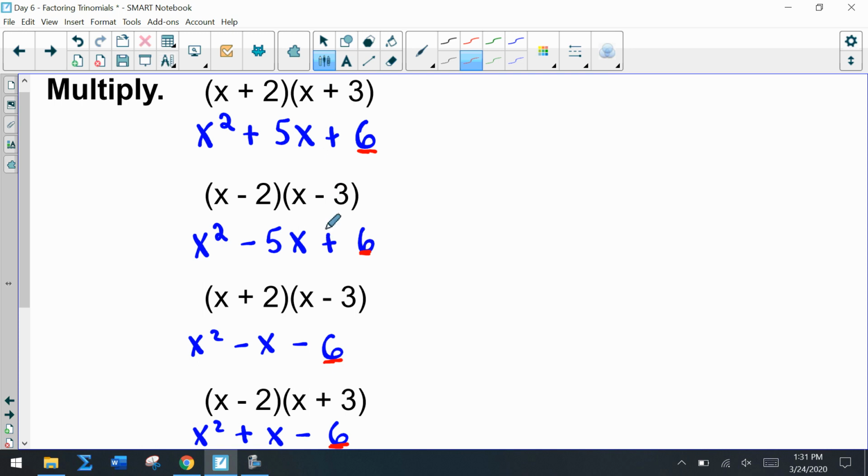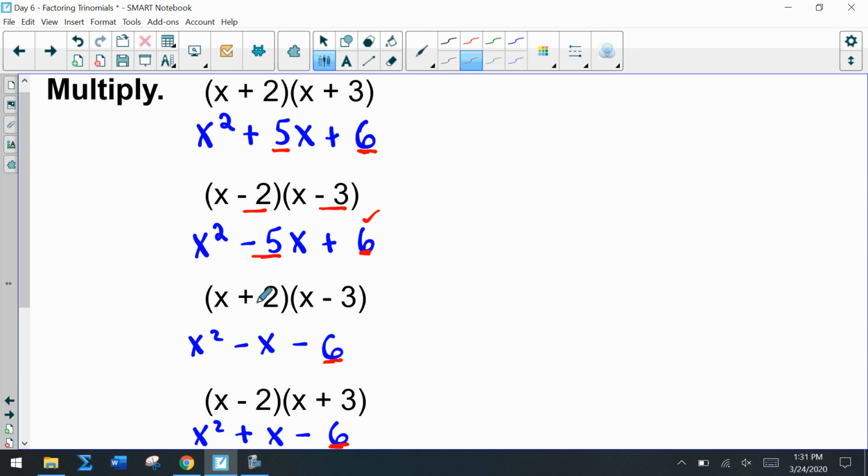So if we're looking at these first 2 examples, notice how the last terms are positive, whereas these last 2 examples, we have a negative 6. So notice how we have plus 2 and plus 3. 2 plus 3 is 5. 2 times 3 is 6. How about this next one? Negative 2 and negative 3. When you add those, you get negative 5. But negative 2 times negative 3 gets us positive 6.